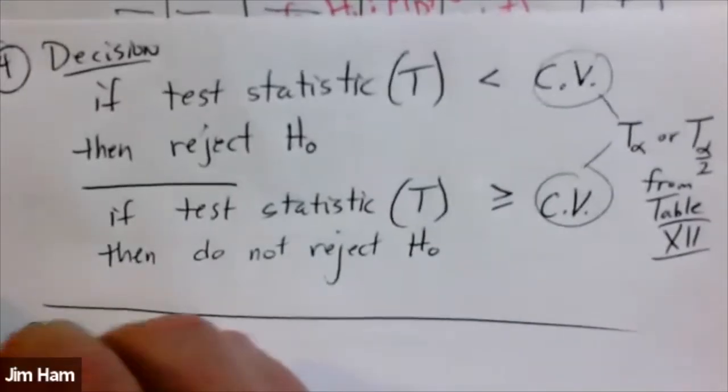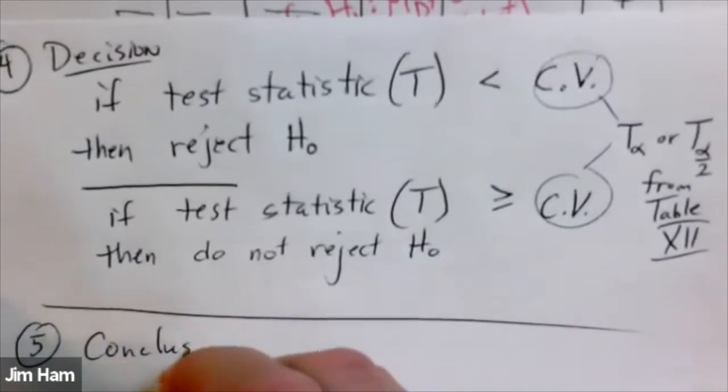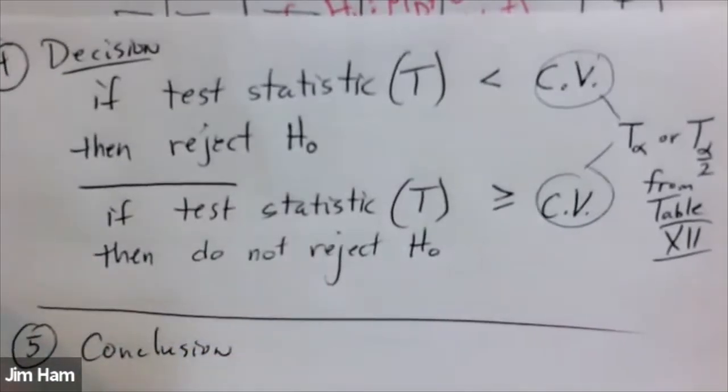And then the 5th step is the conclusion, and there's really no difference in how we would report this out. You'd report this out in the same way that you would report out in section 11.2. There's evidence to reject the claim. There's not enough evidence to reject the claim. There's evidence to support the claim. There's not enough evidence to support the claim. 4 different scenarios.